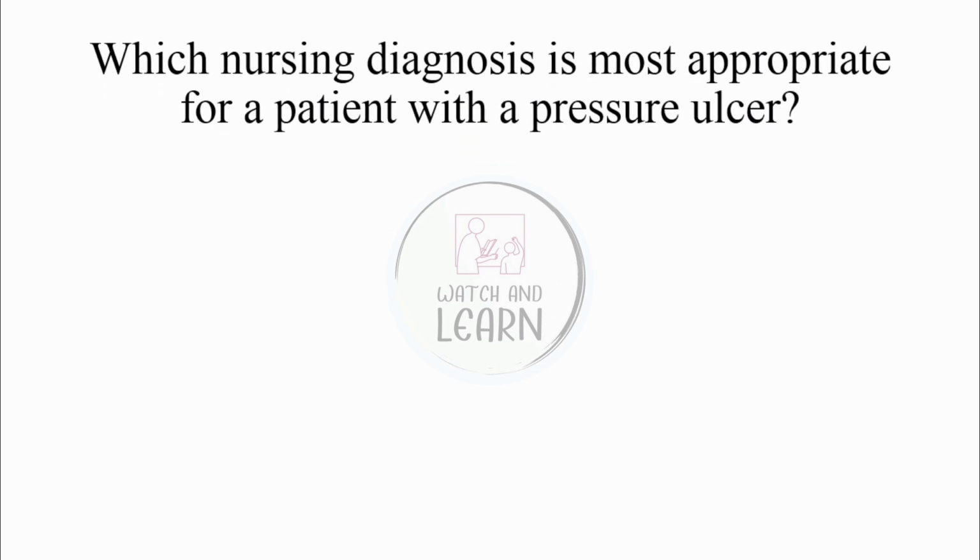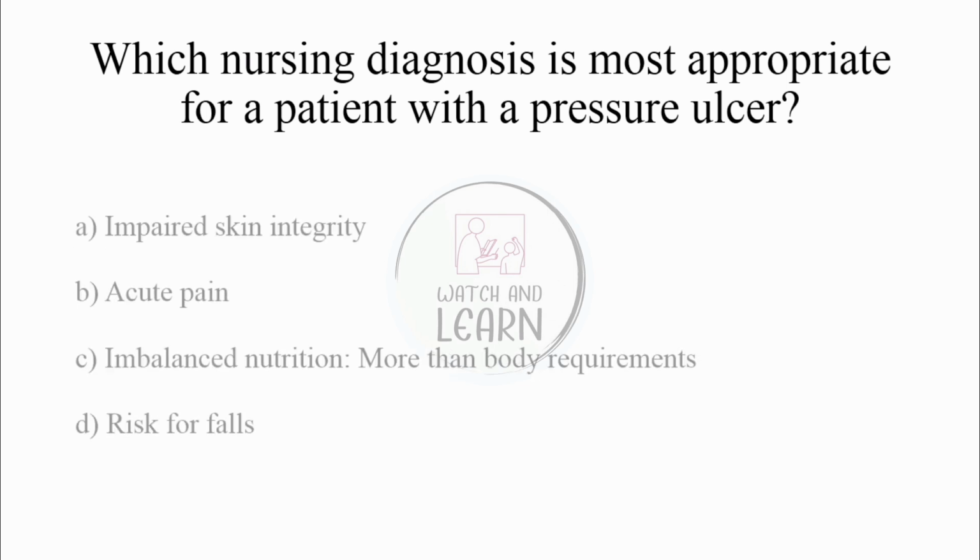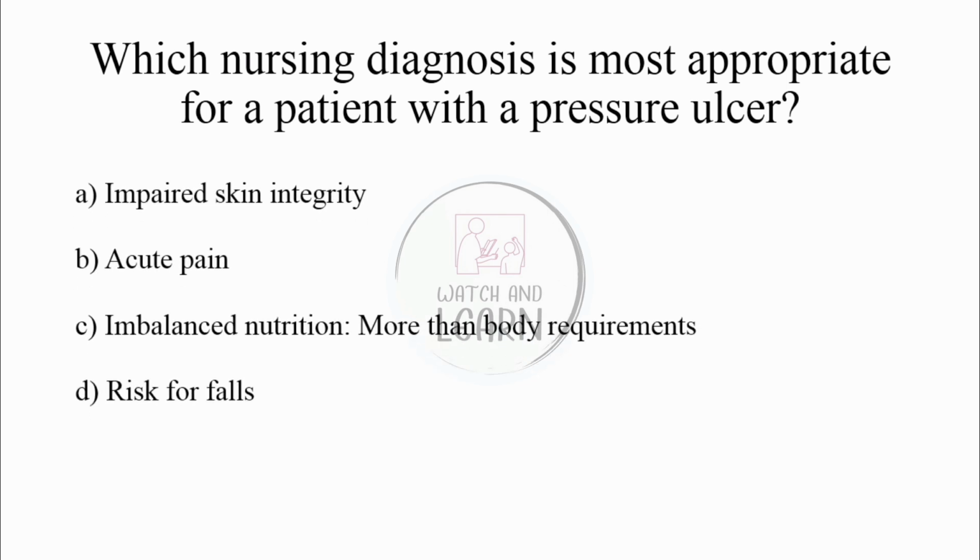Which nursing diagnosis is most appropriate for a patient with a pressure ulcer? Options are option A, impaired skin integrity. Option B, acute pain. Option C, imbalanced nutrition, more than body requirements. Option D, risk for falls. The right answer is answer A, impaired skin integrity.